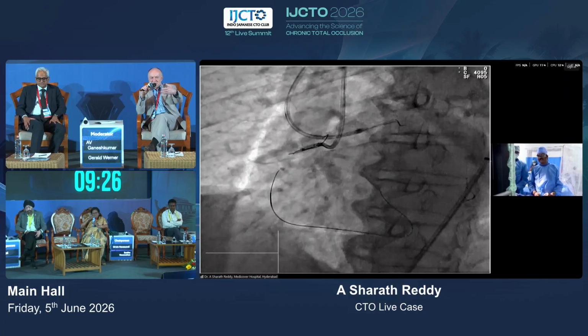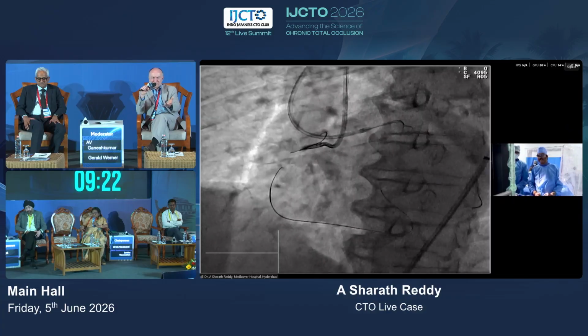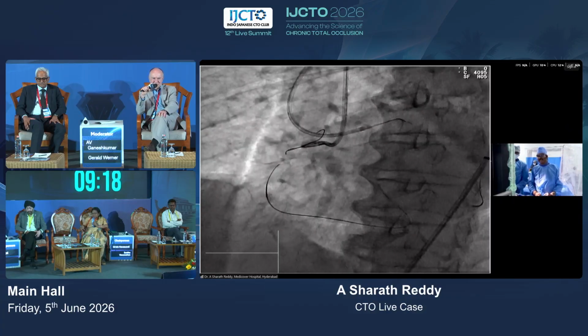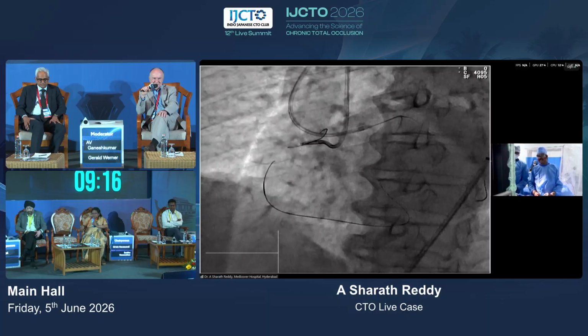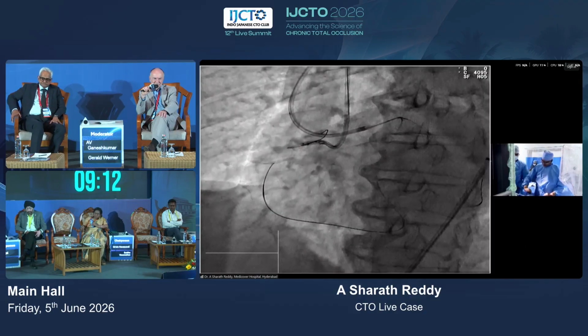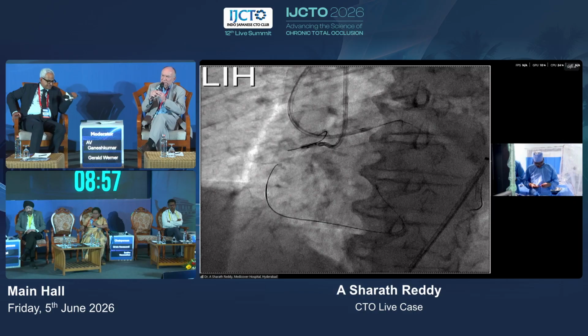But you need this other projection. I think in this projection, you cannot discriminate your wire, your branches for the puncture. Okay. This wire, because of the balloon, is not forming a knuckle there. So I'll just give a frank knuckle here. Which wire is that, Sharath? Yeah, this is Gladius MG.